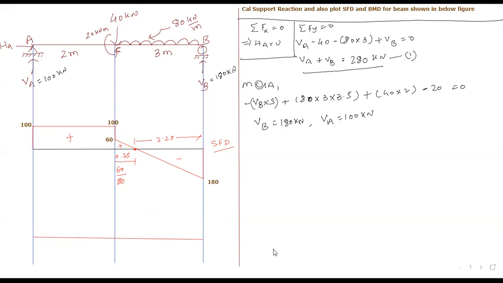So keep a calculator with you. We have already discussed one equation for drawing the bending moment diagram. That is, the bending moment at x equals the bending moment at the previous point plus or minus the area of the shear force diagram between x and the previous point.